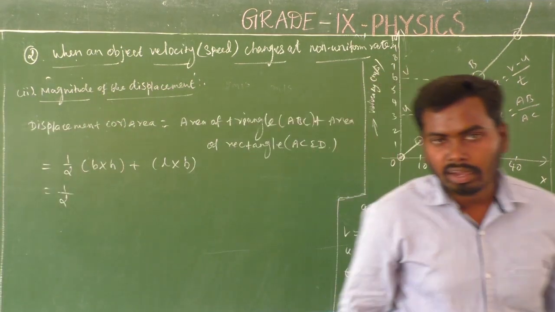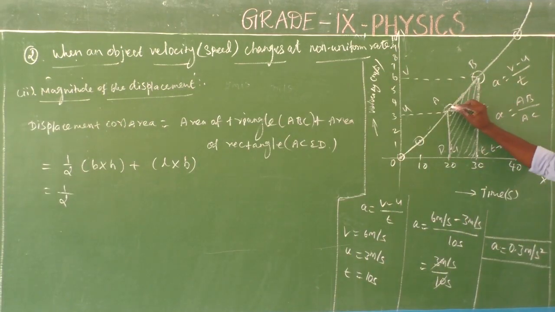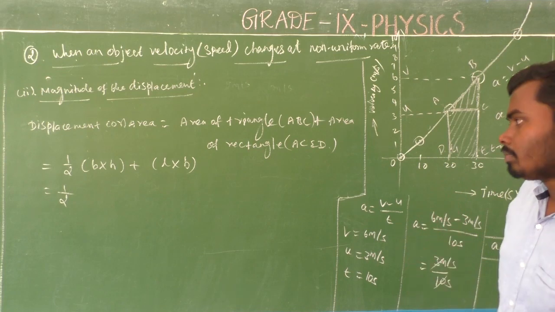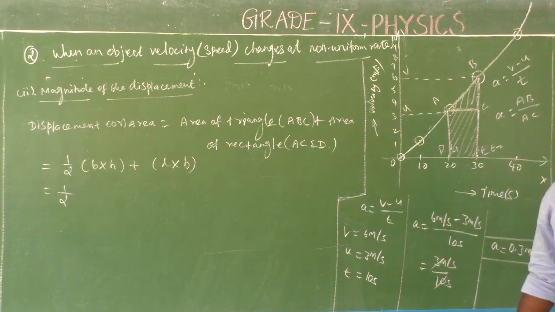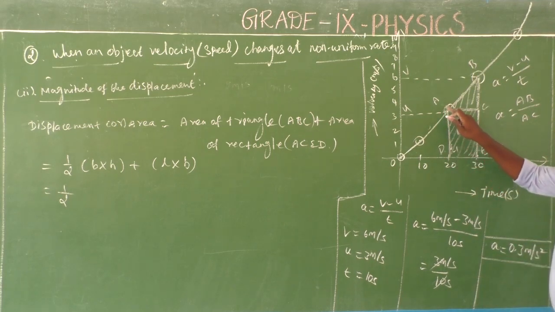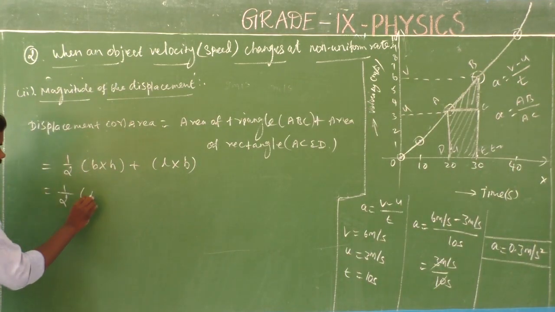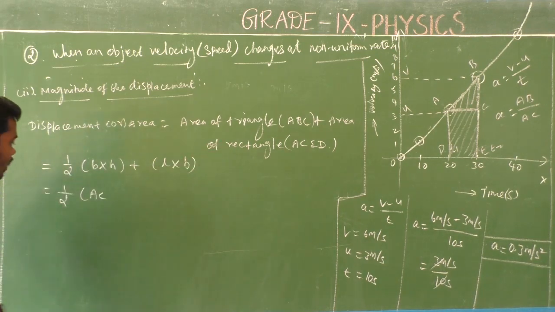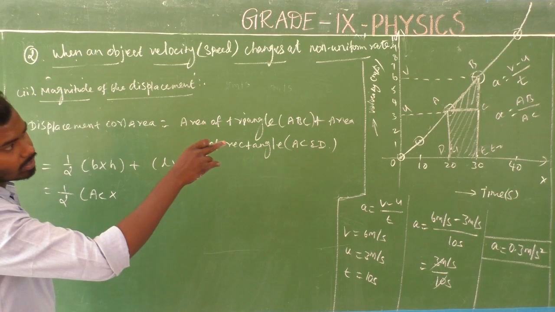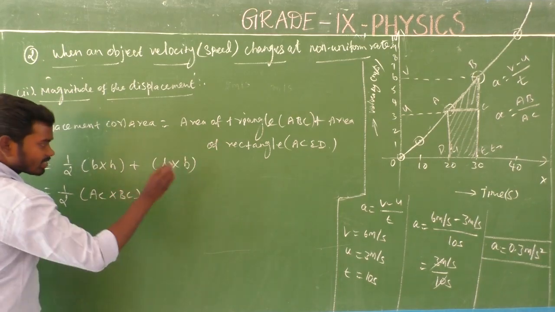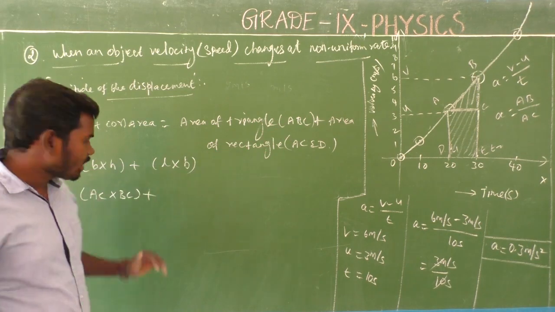What is the area of the triangle? It is equal to half BH. This is triangle ABC. Which is the base and which is the height? AC is the base and BC is the height. So the breadth is equal to AC, and the height is equal to BC. So the area of the triangle is completed.